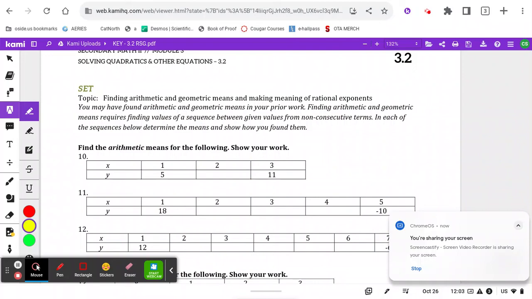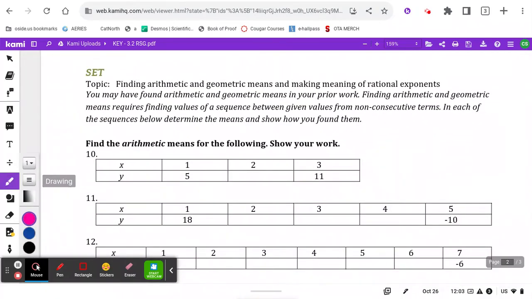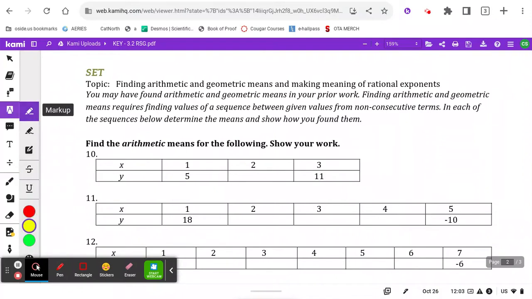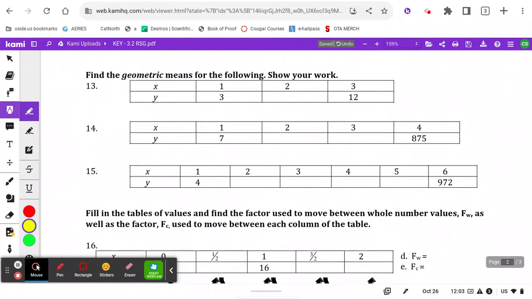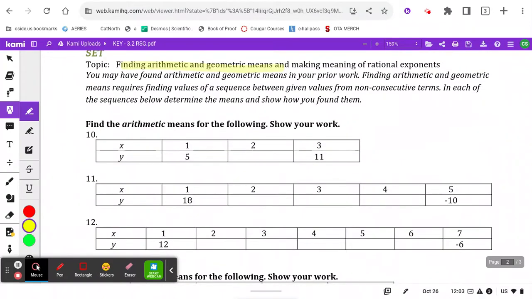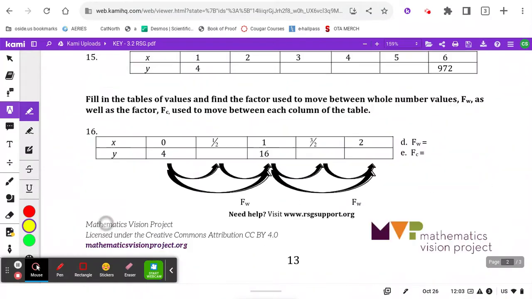All right, now we're on the 3.2 set, and we're finding arithmetic and geometric means, where it starts out with just a straight up Math 1 review. So the top section here, just finding the arithmetic mean and the geometric mean of these first 6 problems, is from Math 1. And you will need a calculator to be able to take cubed roots or fifth roots of things. Then when we get down here to this section, this is the Math 2 connection of the in-betweeners.